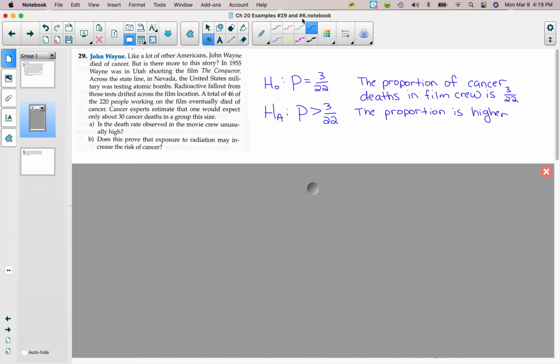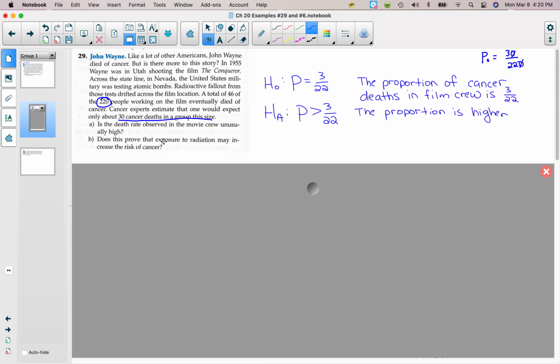So when you look at the wording of the problem, it says that cancer experts estimate that one would expect about 30 cancer deaths in a group this size, so out of 220. A lot of times you'll see this referred to as p naught, like H naught. So p naught would be 30 out of 220, which I reduced to 3 out of 22. So that's what we're assuming to be true.